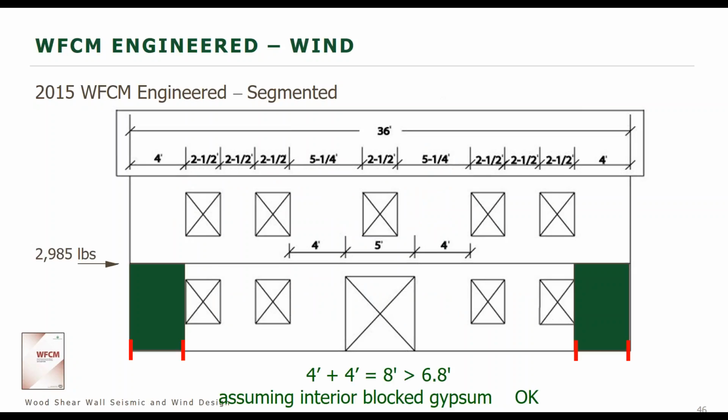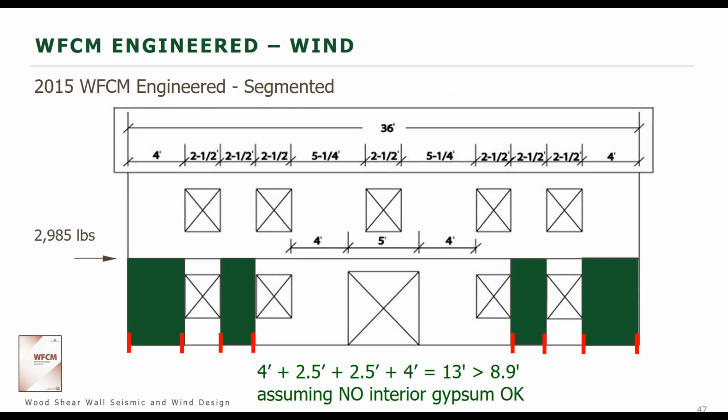So again, using the segmented approach with the interior blocked gypsum, we're able to accommodate our design with just the 2 panels at the end. So that 8 feet of full height panel is greater than the 6.8 feet that's required. If we're not using that interior gypsum contribution, we do need to add those smaller panels in between the windows. So we're assuming now that we're providing 13 feet of full height segment, which is greater than the 8.9 feet that's required.